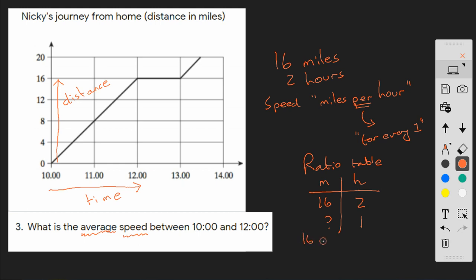I've gone 16 divided by 2, which is 8 miles per hour, which we're going to write as miles per hour. So there's our answer there.